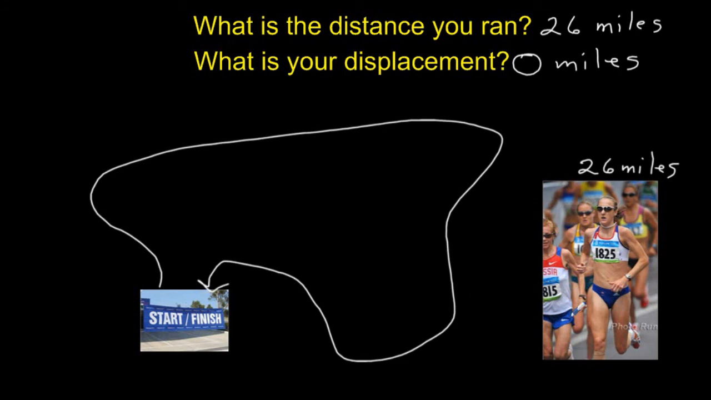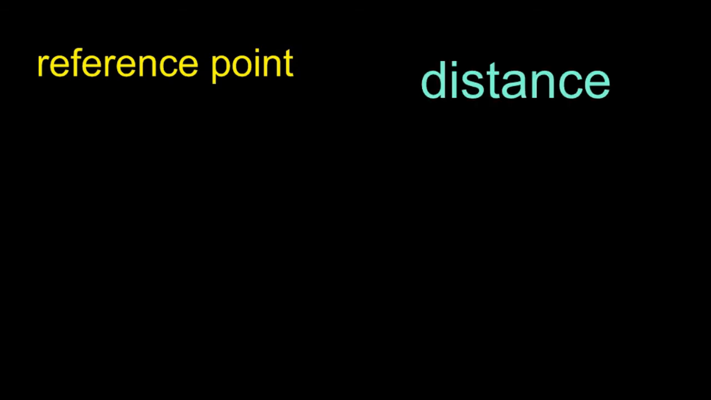Alright, so there's some of the basic vocabulary we're going to be using when we talk about motion. Let's review that very quickly. Today you learned about a reference point, and that's simply the starting point from which we're going to measure our motion. You learned about distance, and that is how far it is between two different points. You learned that distance is a scalar quantity, meaning it only has magnitude, it has no direction.